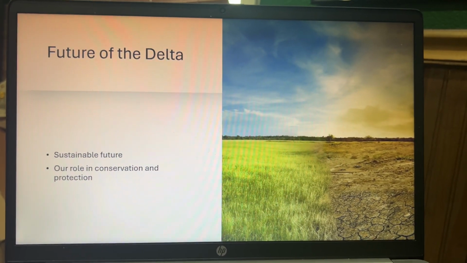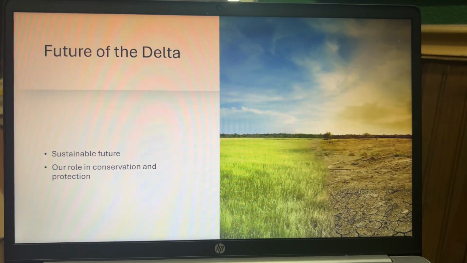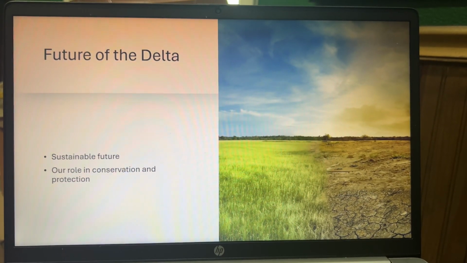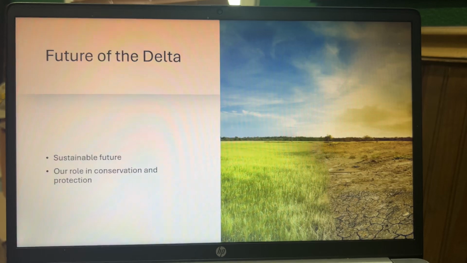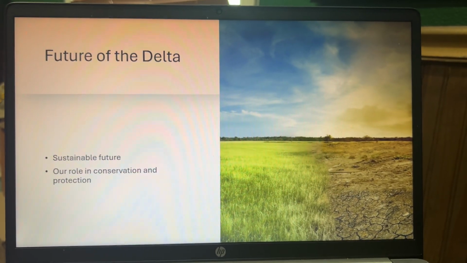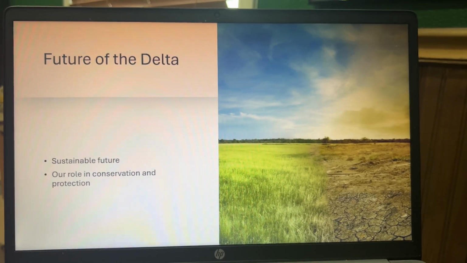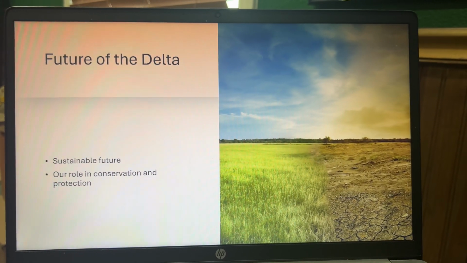The future of the delta. A sustainable future. To sustain the delta, there must be more attention given to the effects of global warming, especially the rise in salinity. Efforts are being made to provide support in areas to reduce salinity, and this needs to continue, as well as funding to provide support to levees, as many are old and in need of restoration.